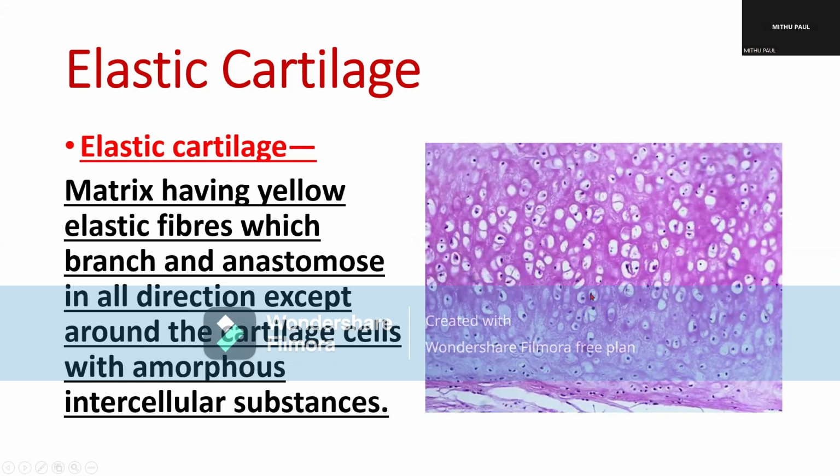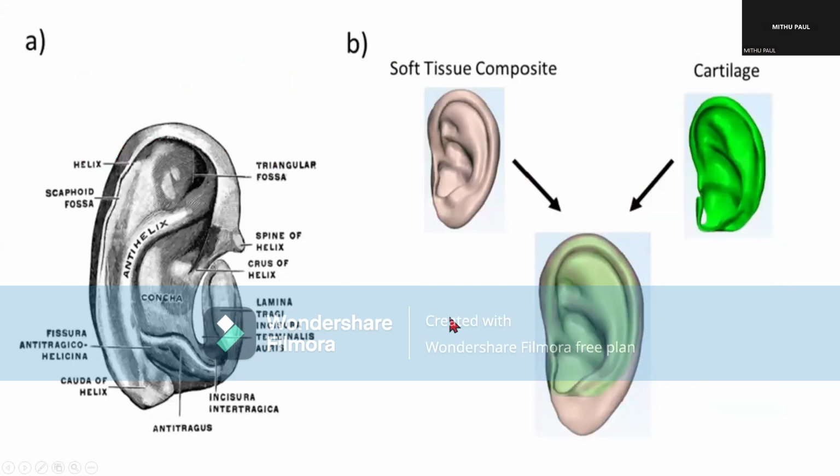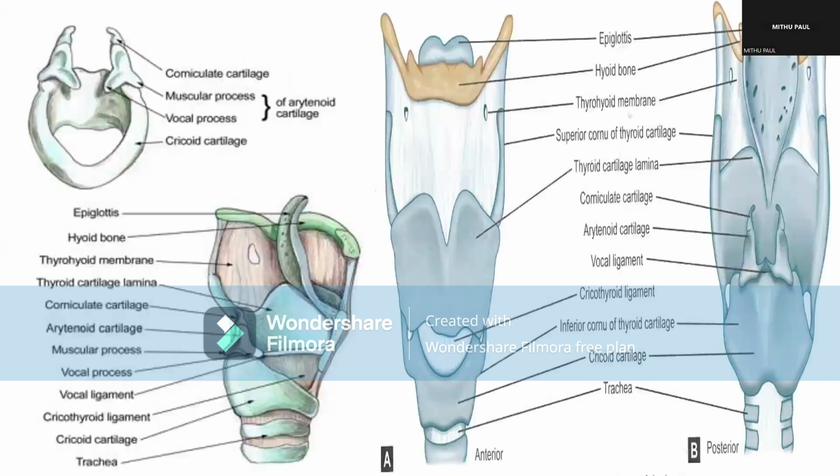As you can see in the elastic cartilage, as the name says, it is rich in elastic fibers. The fibers branch and again unite. Within the branching fibers, the cell nests are present in elastic cartilage. And like any other cartilage, it also has a perichondrium. This is an example of the external ear, that is the pinna, having the yellow elastic cartilage.